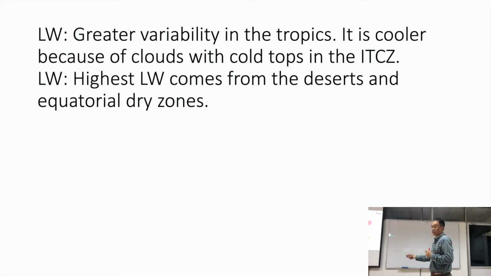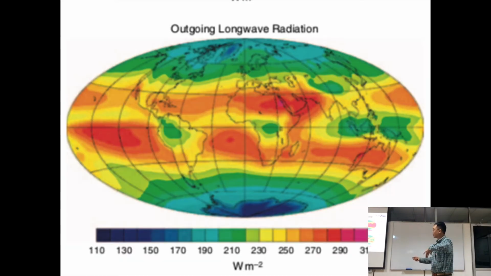Now, long wave radiation. Greater variability in the tropics. Long wave radiation is the radiation coming from the Earth. It's more than 4 micrometers. So there's greater variability in the tropics, and because it comes from the Earth, it doesn't come from a constant source like the sun. So that's why there's variability here.